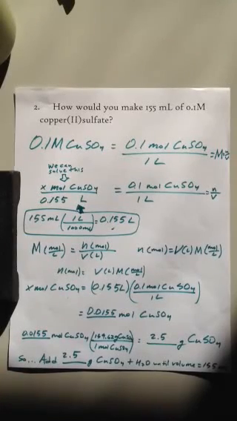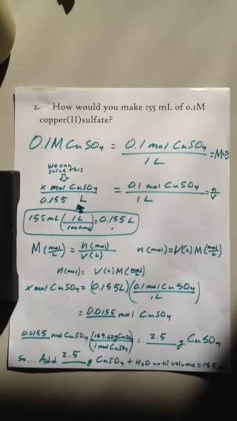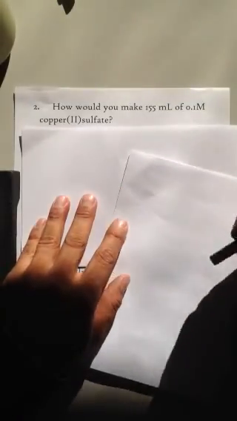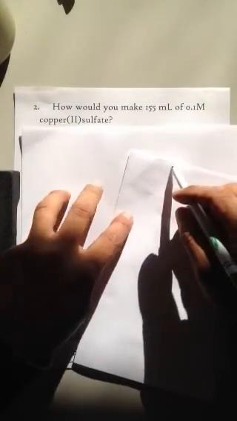All right, number 2. How would you make 155 milliliters of a 0.1 molar copper 2 sulfate solution? I guess I should write that. Solution. Okay, so the question is, how would you make 155 milliliters of a 0.1 molar copper 2 sulfate?